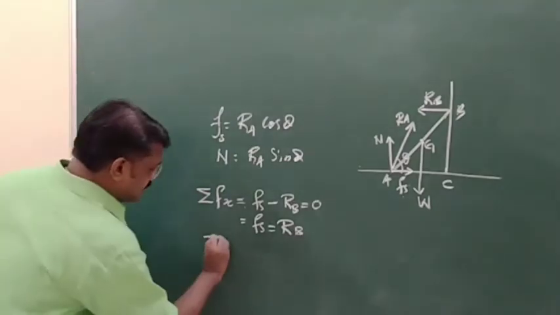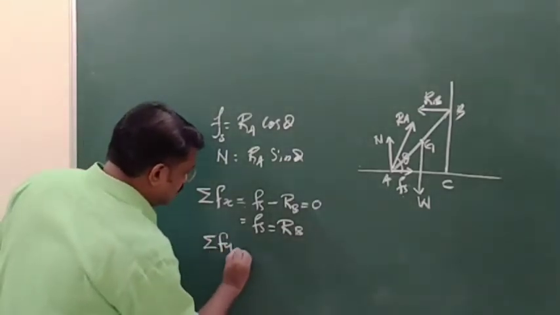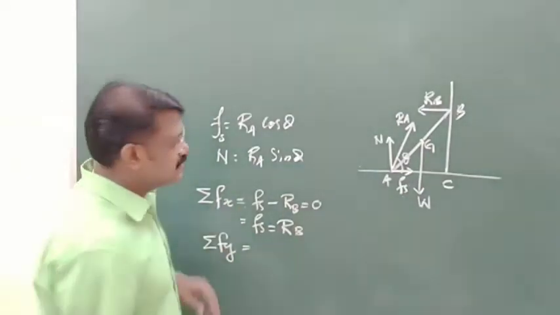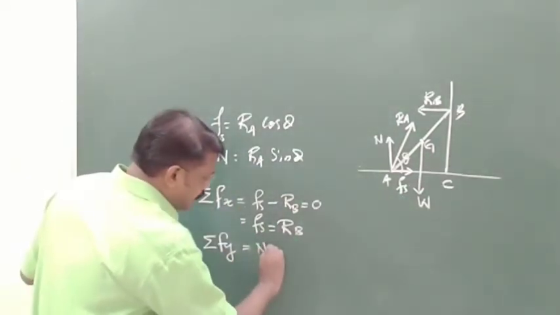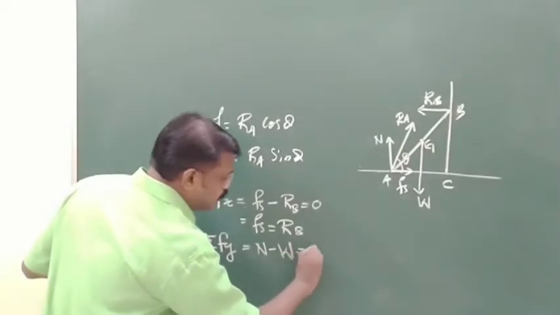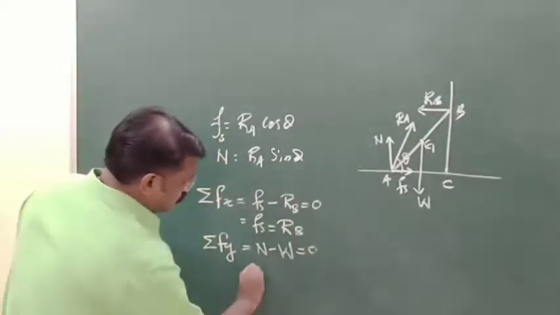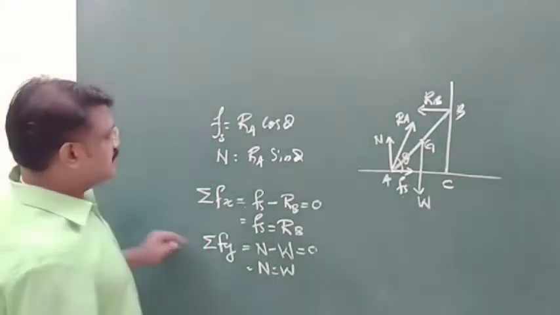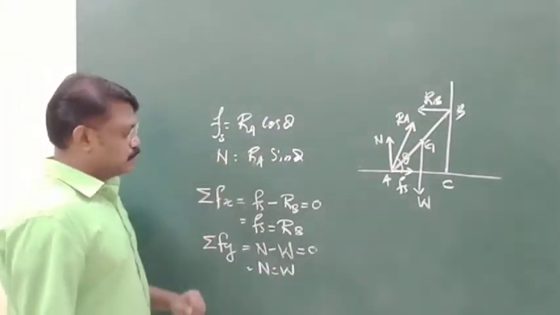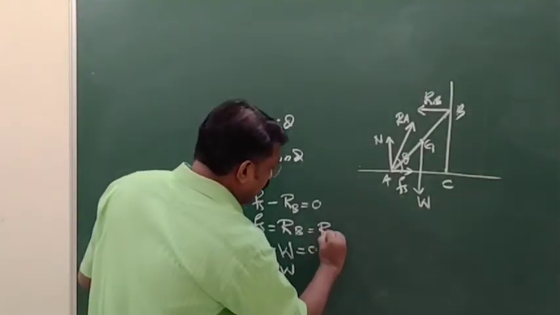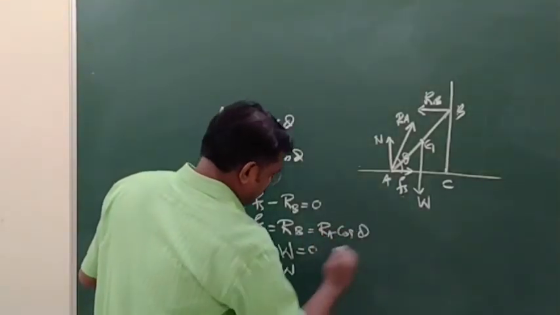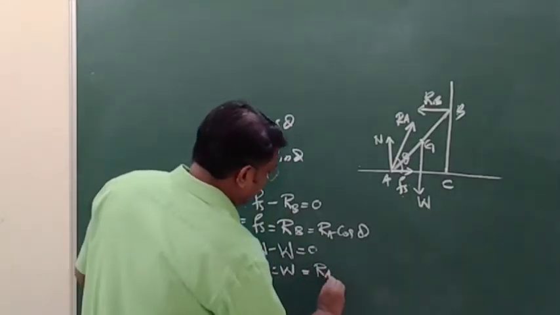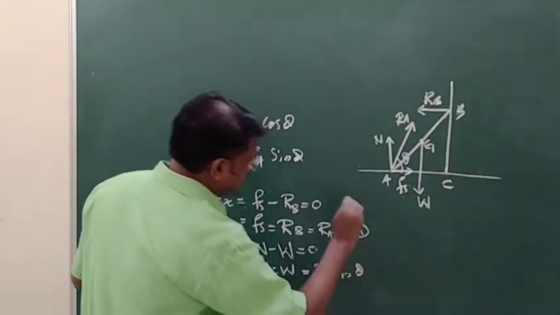Then sigma Fy is equal to, which are the forces acting in the y direction? They are N minus W equal to 0. So N is equal to W. So what is Fs here? Fs is equal to RA cos theta. And what is N? That is RA sin theta.